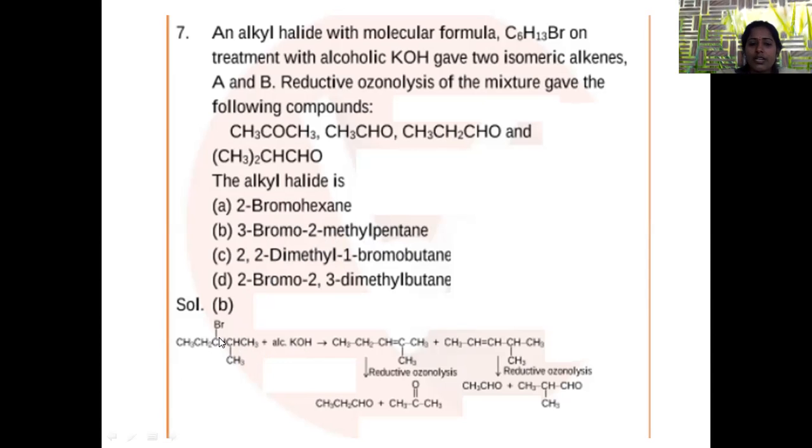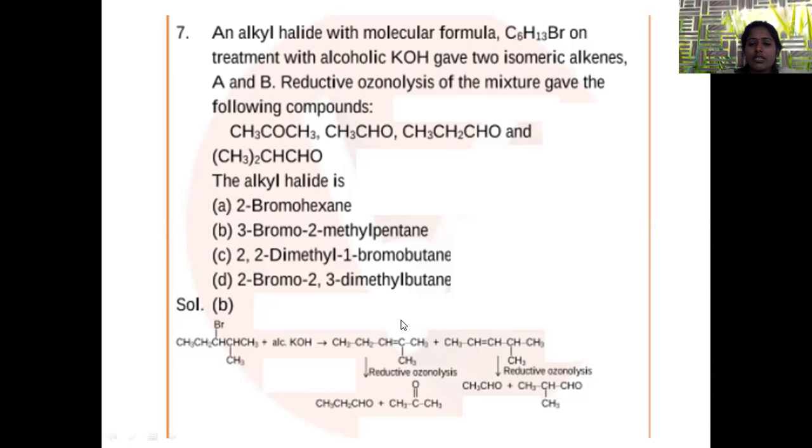Here there is the possibility of a double bond between the second and third carbon, and between the third and fourth carbon. Two possibilities are there, but the 2,3 alkene is the major product compared to the remaining one. The reason is that the more substituted alkene is more stable according to Saytzeff's rule. That's why compound 1 is major and compound 2 is the minor product.